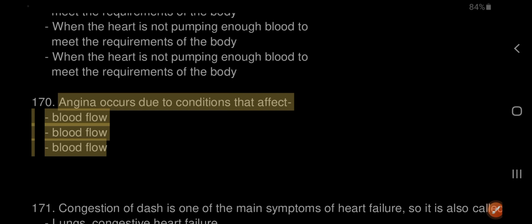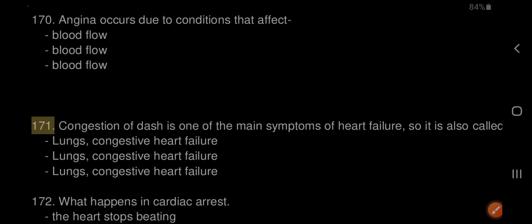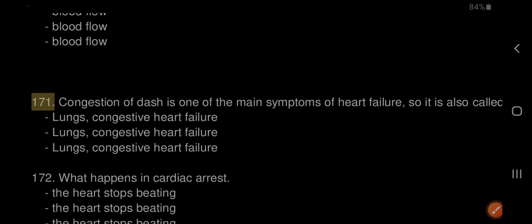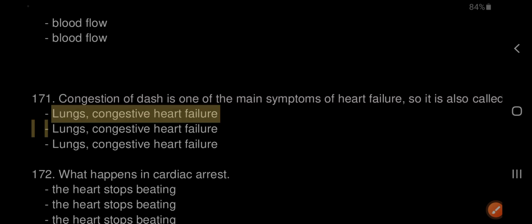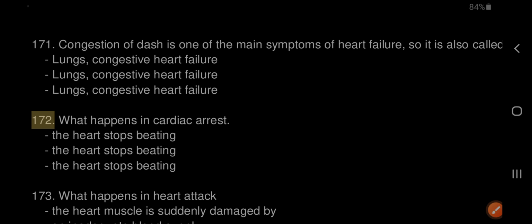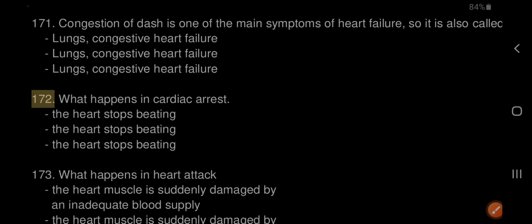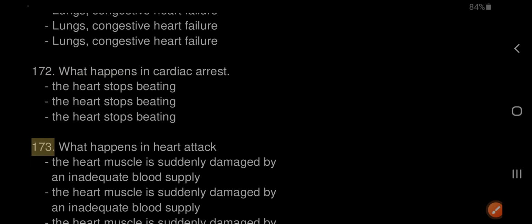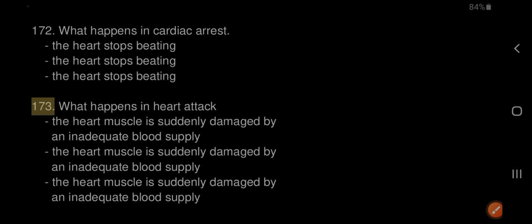171. Congestion of lungs is one of the main symptoms of heart failure, so it is also called congestive heart failure. 172. What happens in cardiac arrest? The heart stops beating. 173. What happens in heart attack? The heart muscle is suddenly damaged by an inadequate blood supply.